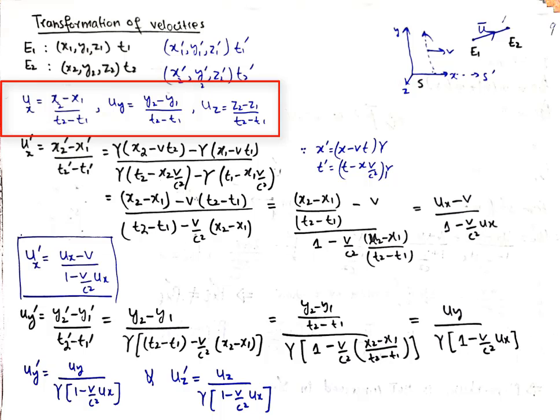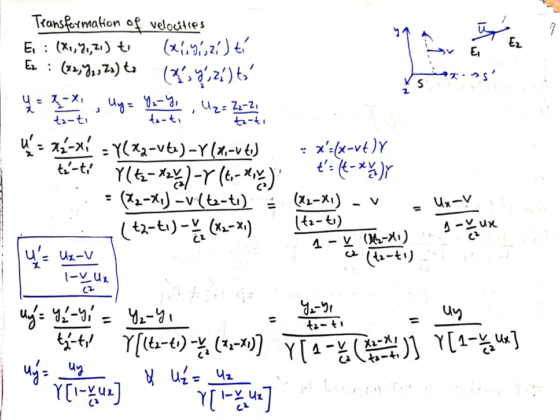So this is how we define the velocity in a particular direction. If the particle was in position x1 at time t1 and it was at position x2 at time t2, then the velocity along the x direction is given as x2 minus x1 divided by t2 minus t1. So this is the definition of velocity. We can use this definition for the y coordinate. So uy will be given by this expression and uz will be given by this expression.